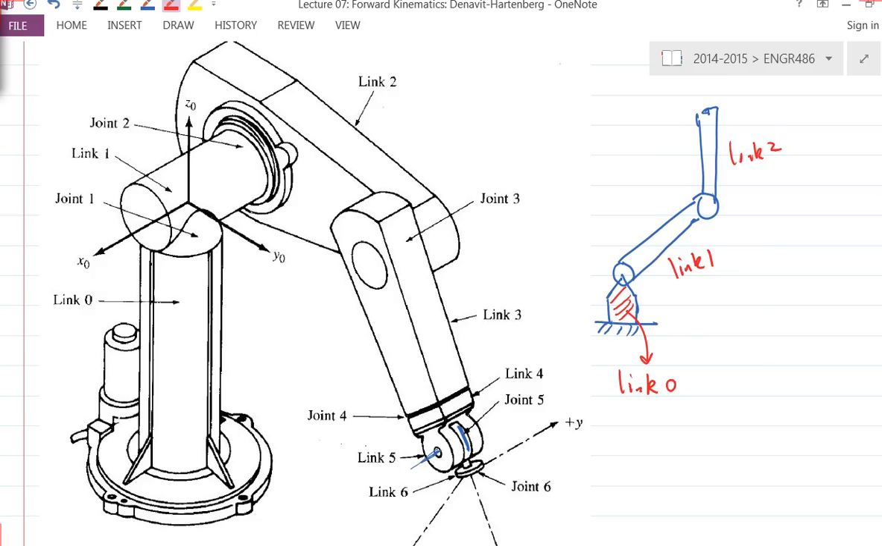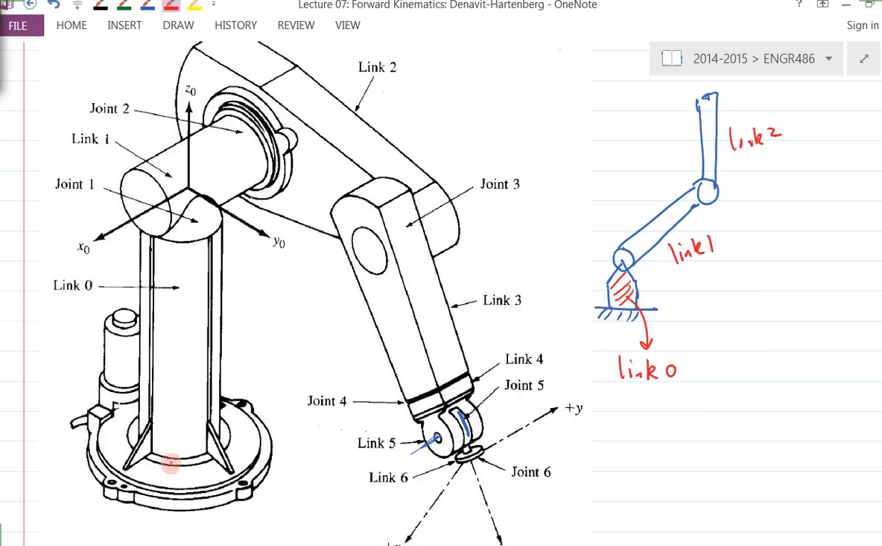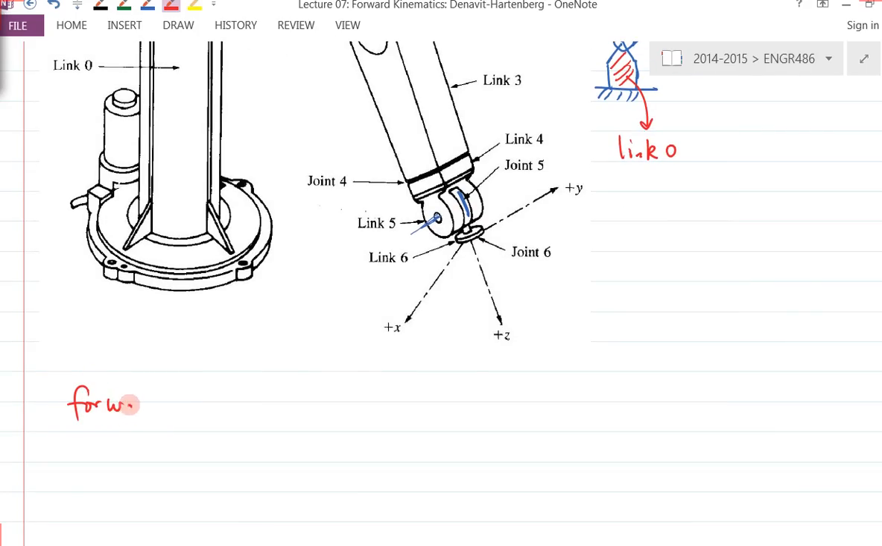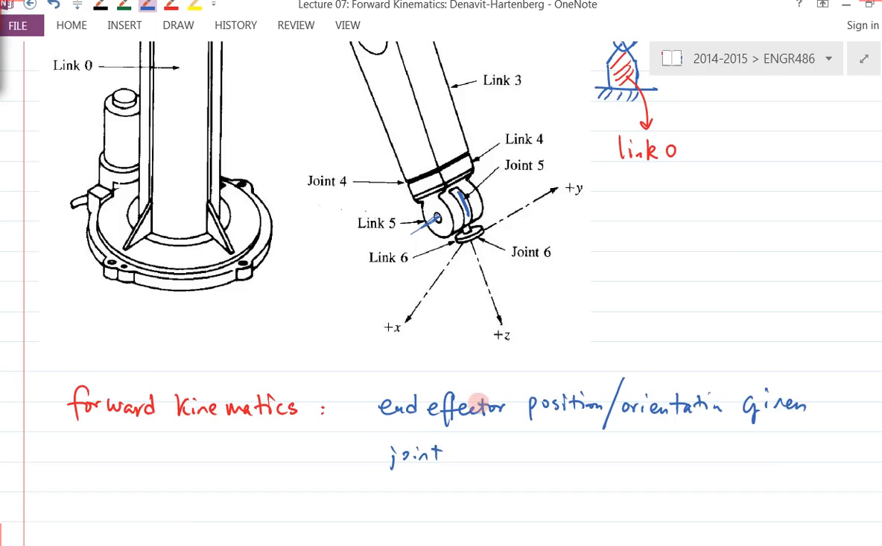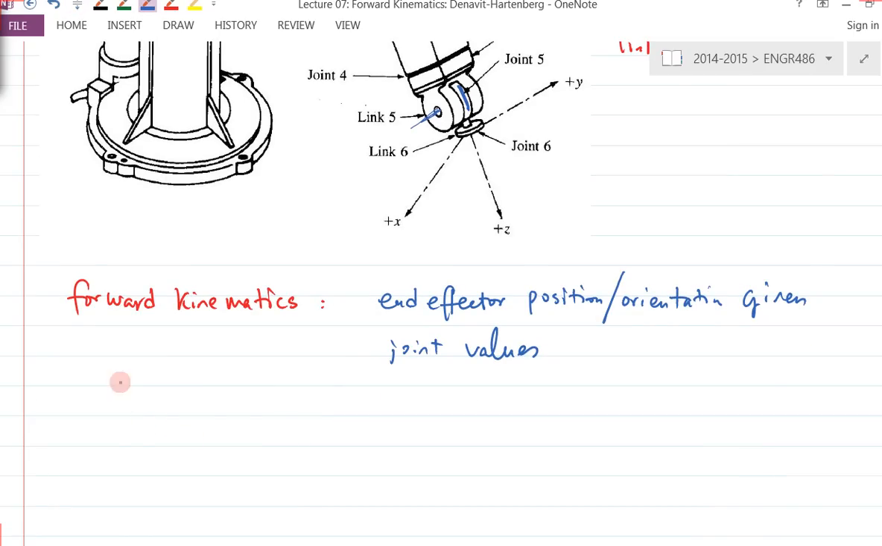Now, the question is, how do we describe the forward kinematics? As we learned in the first lecture, forward kinematics is, if we know all the joint angles, then what will be the end effector position and orientation. That's forward kinematics. So what we're looking for is the end effector position and orientation, given joint values.